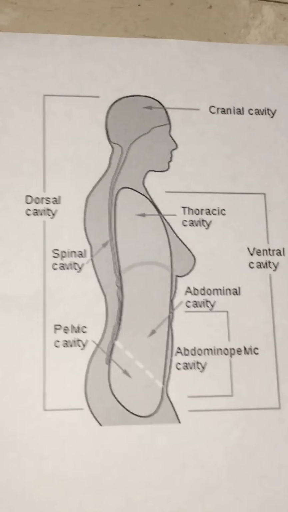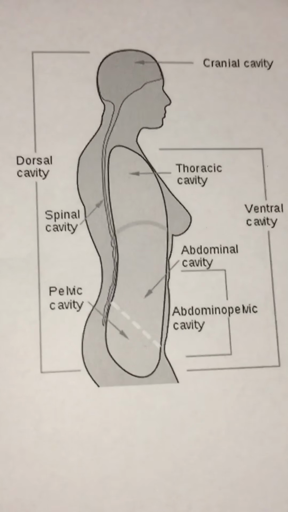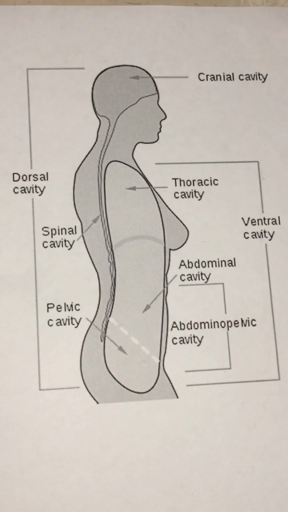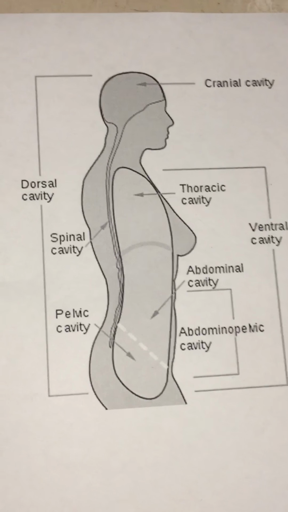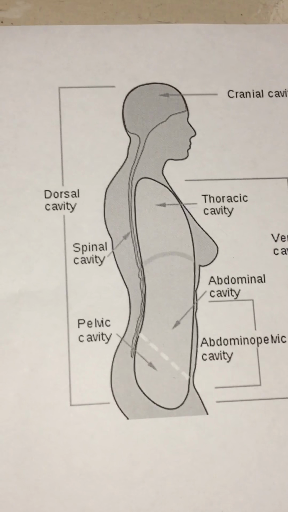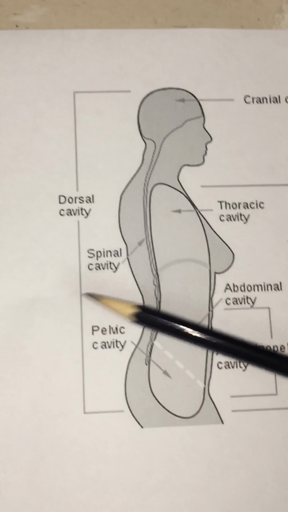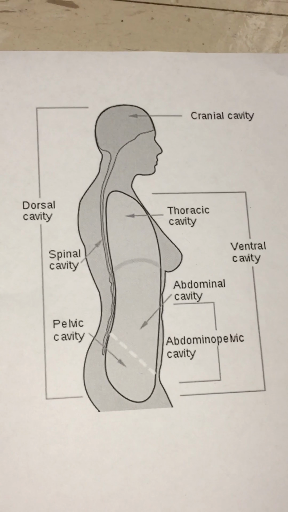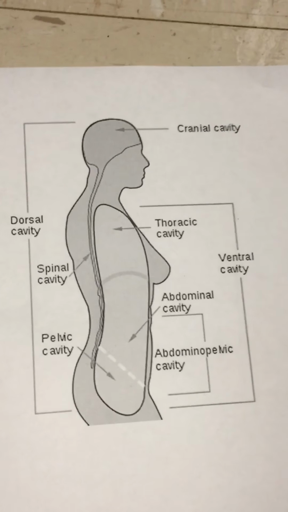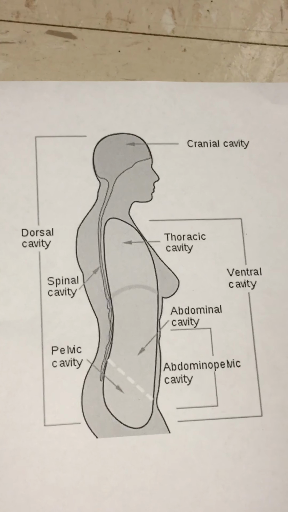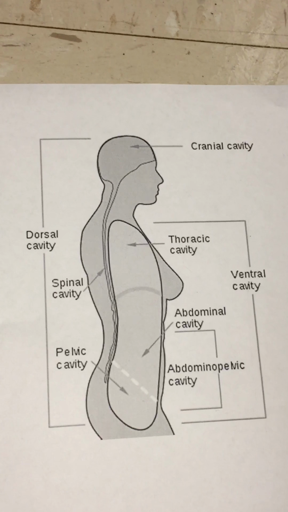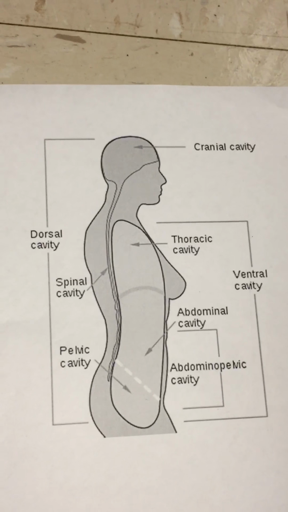We have the body cavities. The body cavities, or spaces of the body, contain the internal organs. The two main cavities are called the ventral and dorsal cavities. The ventral is a large cavity and is subdivided into two parts by the diaphragm, a dome-shaped respiratory muscle.